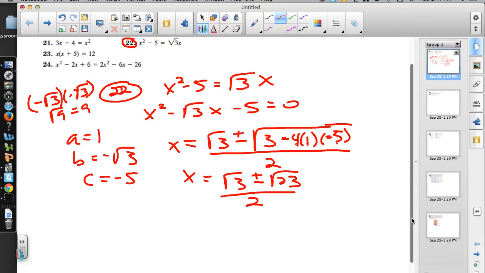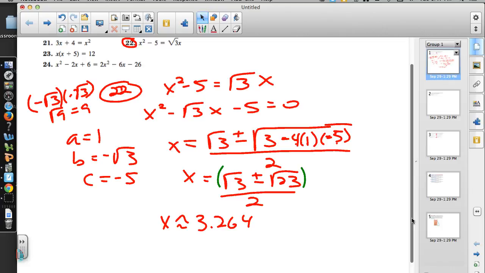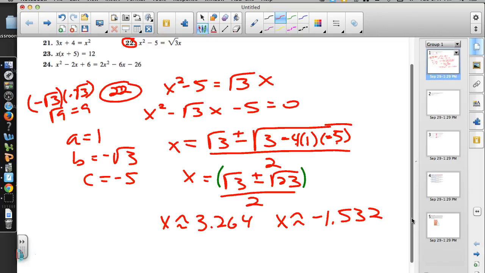And that, of course, would be an exact answer, and we could go ahead and put that into the calculator if we would like, and x comes out to approximately 3.264 when you punch in the square root of 3 plus the square root of 23, all of that divided by 2. And remember, you really need those parentheses in order for that to come out right on the calculator. And then you can hit second enter and change that plus into subtraction, and that will give you negative 1.532.